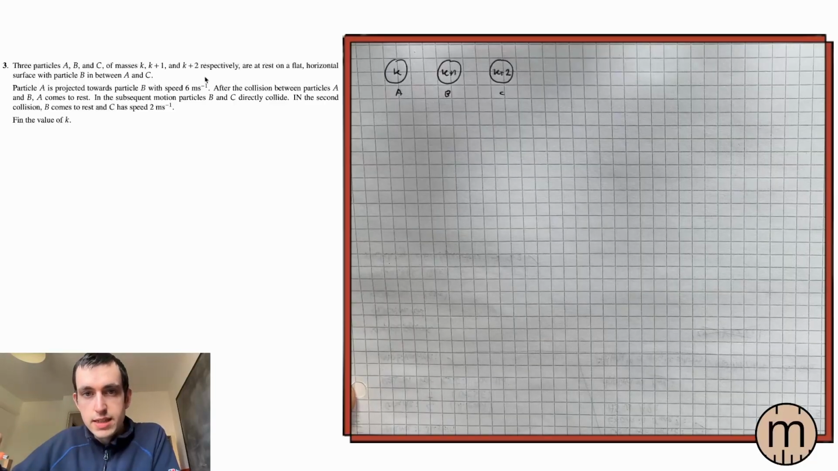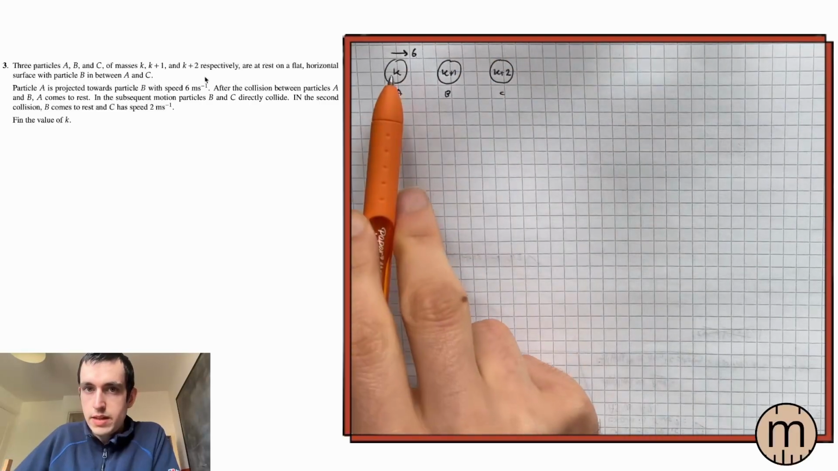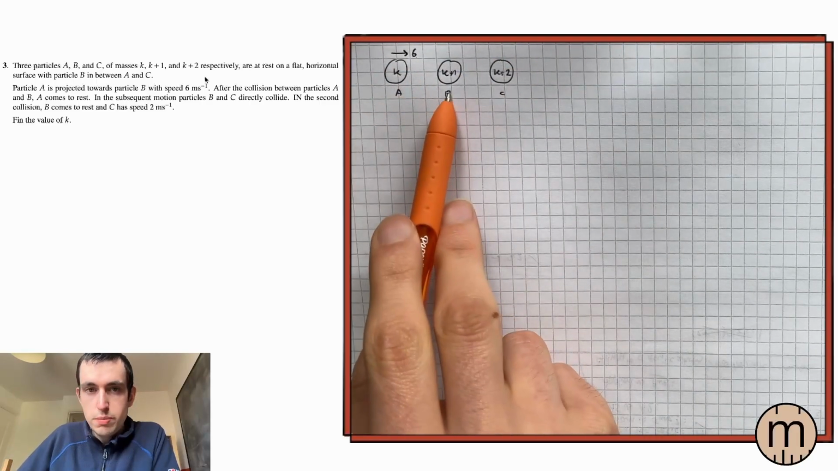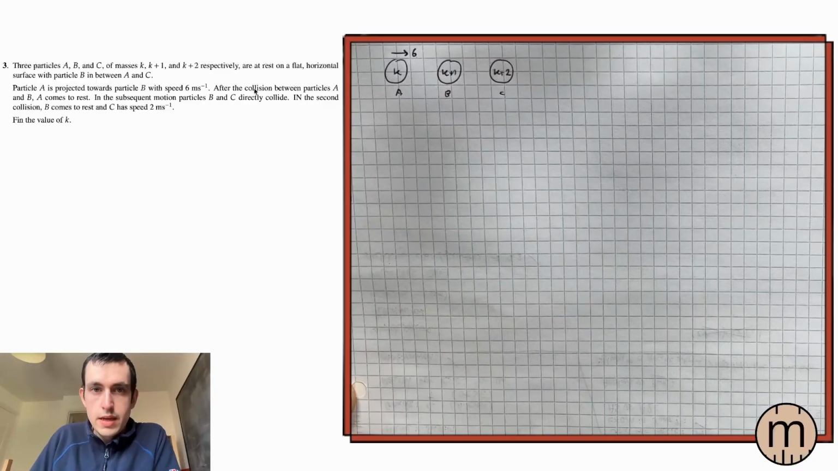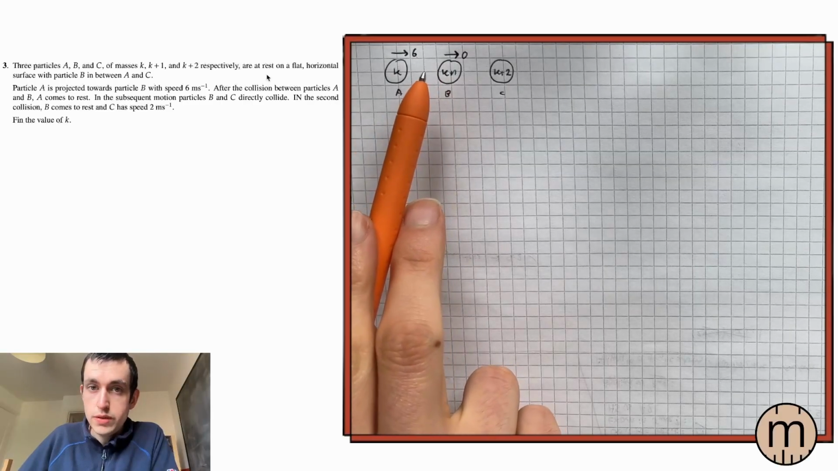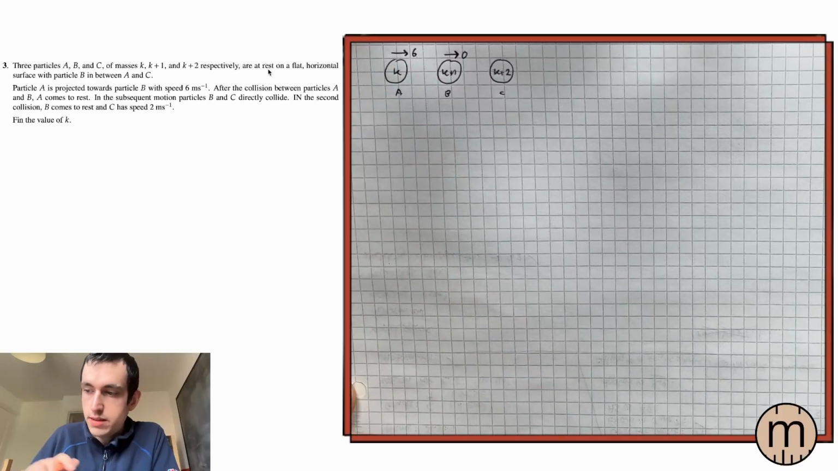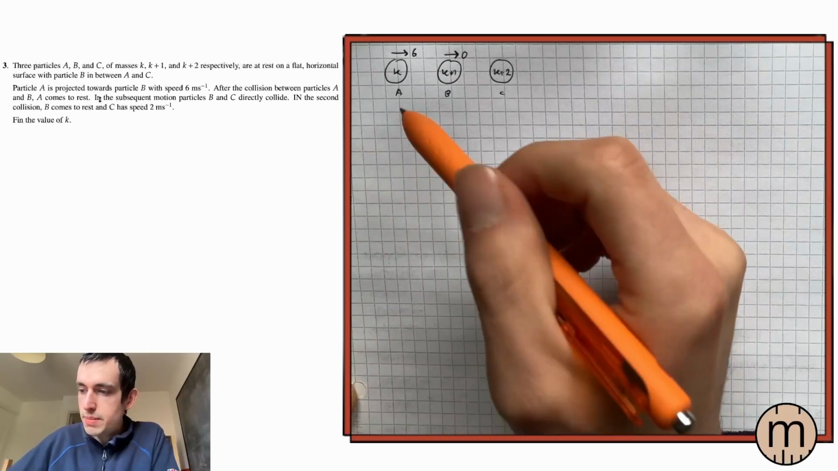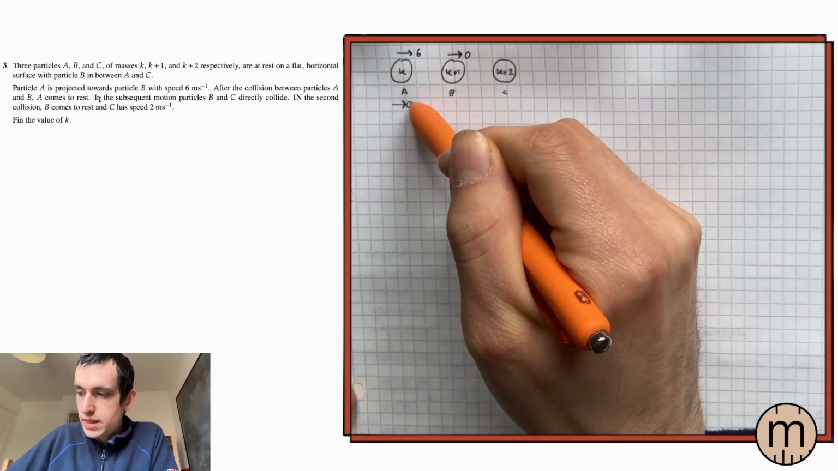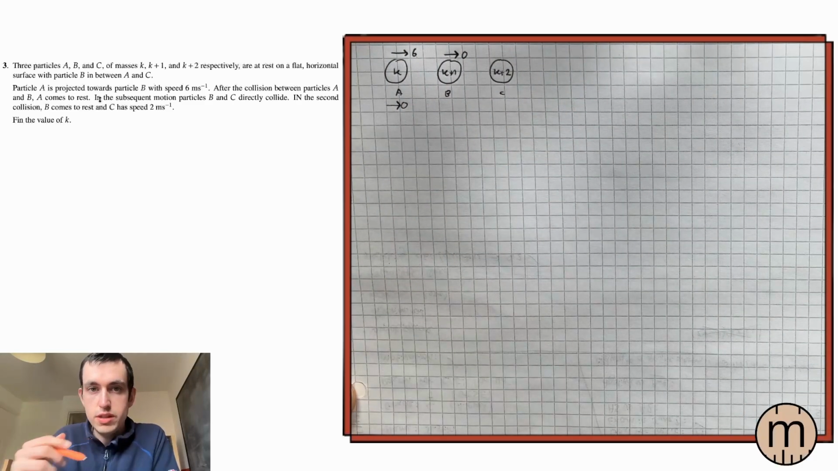Particle A is then projected towards particle B, and we're told its speed is 6. That means the speed of A going towards B is 6. Then those two particles are going to collide, and after collision, particle A comes to rest. Because we're not told that B moves originally, we're still told it's at rest. We can make sure that it starts off at 0, but we're told that A comes to rest, so that means that after they collide, A has velocity 0. You can do it towards the left if you want. It's 0, so it won't make a difference.